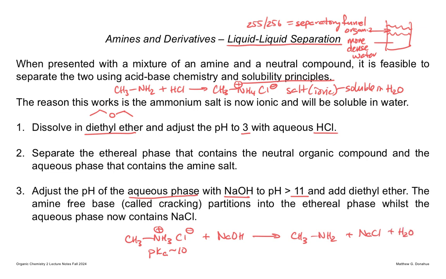And then you can back extract that out with diethyl ether to isolate the amine, which is now called the free base. The process is informally known as cracking the salt, and that works because it partitions the amine into the ether phase, and the aqueous phase now contains sodium chloride.